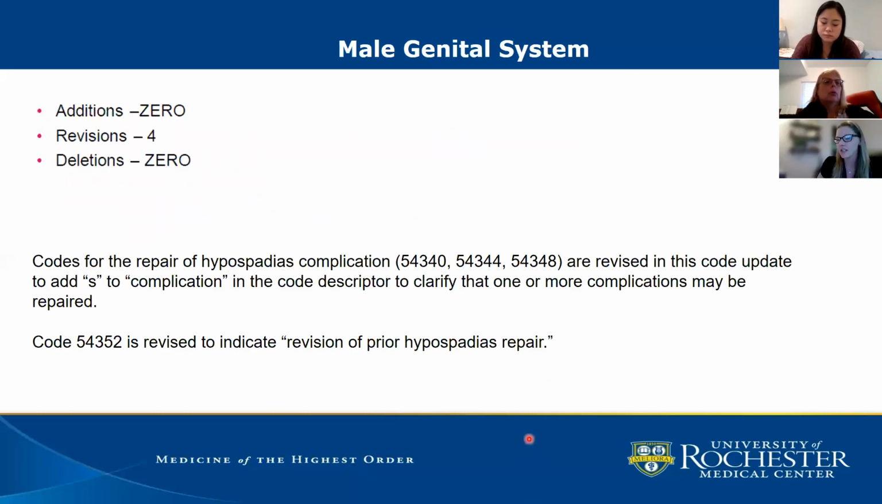The male genital system did not have any additions. There were 4 codes that were revised. And really the revision was just that they added the letter S to the term complication in these codes listed right here. And that was just to clarify that a patient could have more than one complication. And code 54352 was revised to indicate that there was a revision to a prior repair.